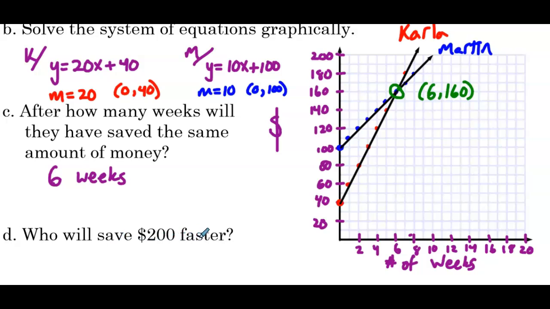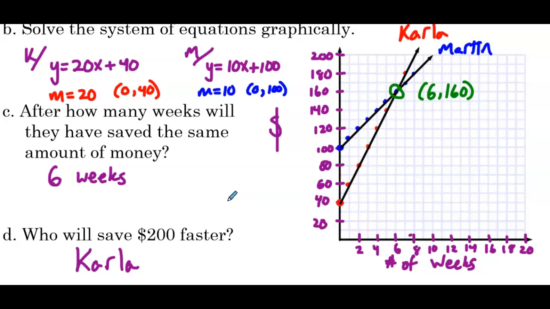And then who will save $200 faster? Well, looking at the y value of 200, Carla achieves that amount in her account after 8 weeks, where Martin is going to take 10. So Carla is going to save faster. So in the beginning, we can see Martin has more money in the account, but then Carla is equal and then passes him.